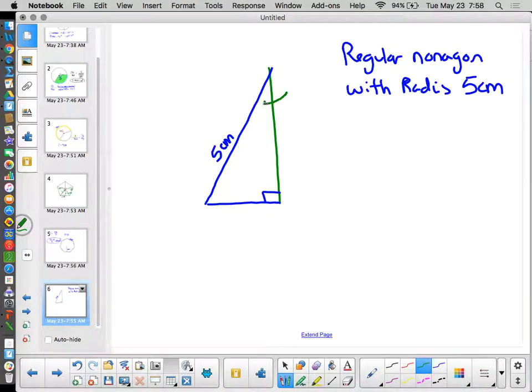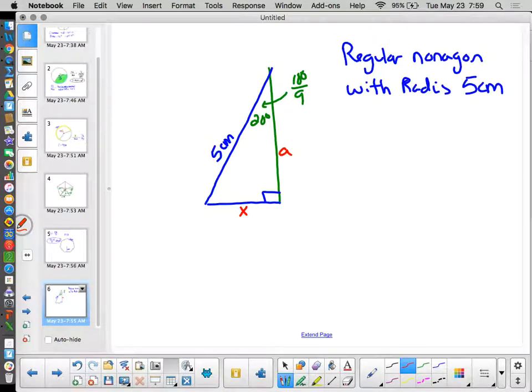I can figure out this angle very quickly. It's going to be 180 divided by 9 because there are 9 sides. So this angle is 20 degrees. I need to know the apothem here, and I need to know the half a side. I'm going to call that x. I need to know those two things. And that's where we set up our SOHCAHTOA. This is where we set up our trig.